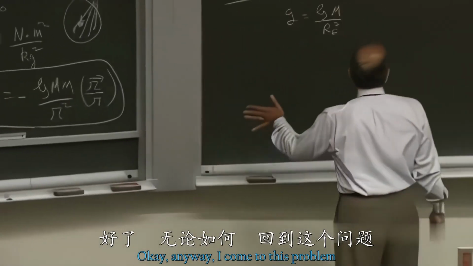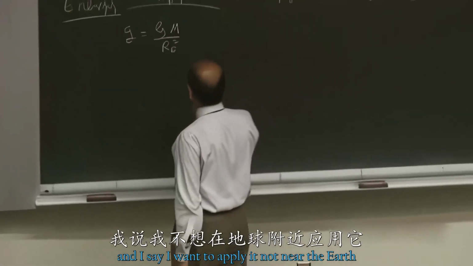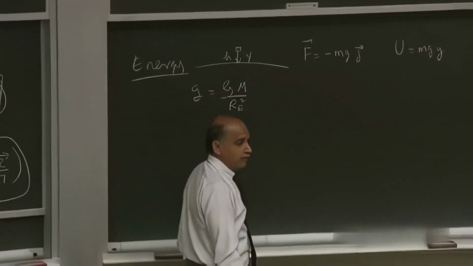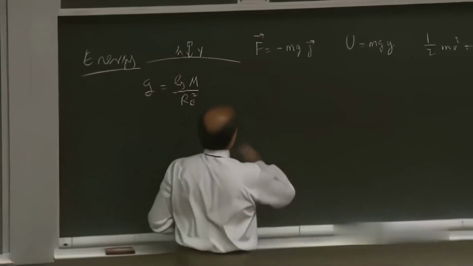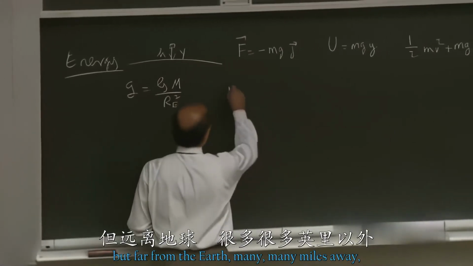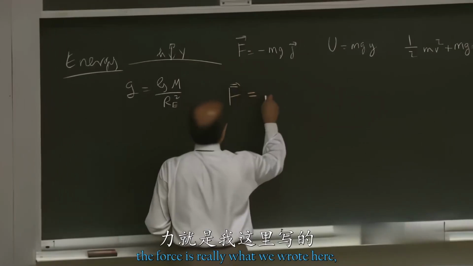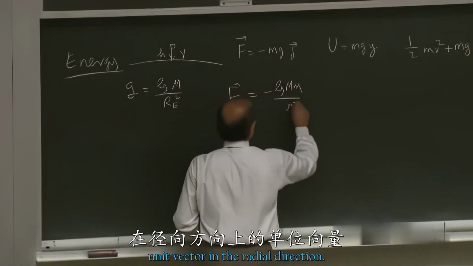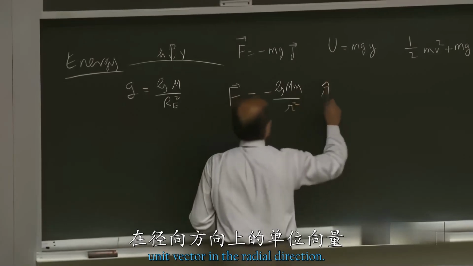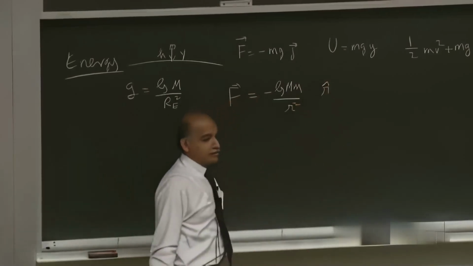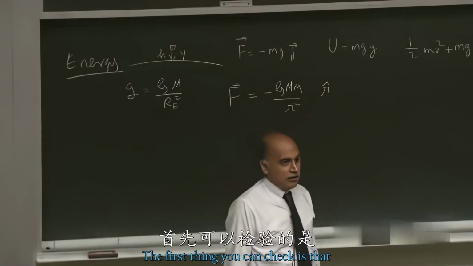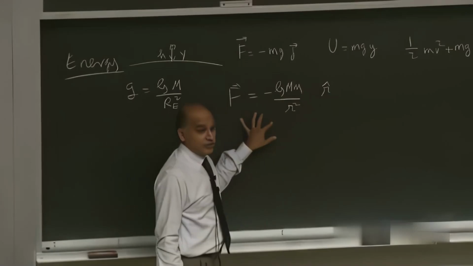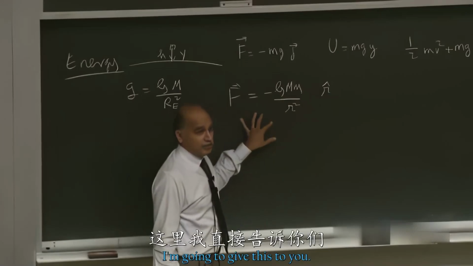Okay, anyway, I come to this problem and I say, I want to apply it not near the Earth, but arbitrarily far. Near the Earth, the force is minus mg, but far from the Earth, many, many miles away, the force is really what we wrote here. It's minus G M m over r squared times r unit vector in the radial direction. First thing you can check is that this is actually a conservative force.